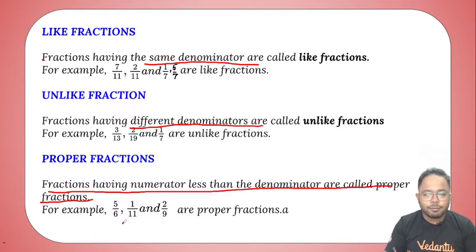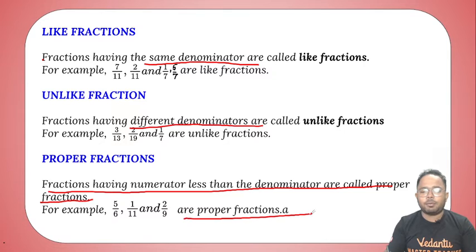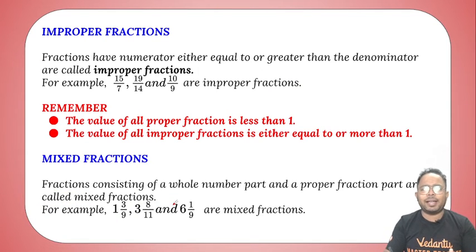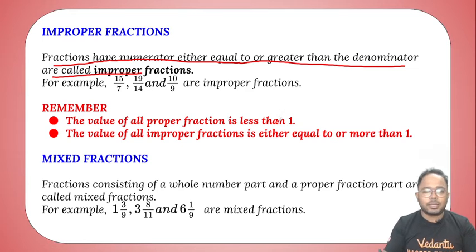For example, 5 by 6, 1 by 11, 2 by 9. These all are proper fractions. Why? We can see 5 is smaller than 6, 1 is smaller than 11, 2 is smaller than 9. Alright. So, do we have the numerator being greater? Yes, definitely. And those fractions are said to be improper fractions. So, fractions having numerator either equal to or greater than the denominator are said to be improper fractions.